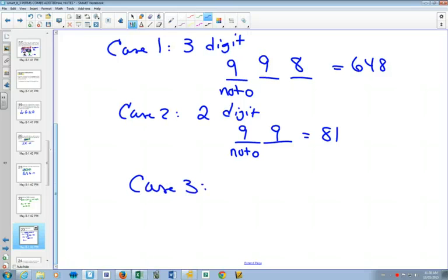Case 3 is our 1-digit. Is 0 a number? Yeah. Okay. So then there would be 10 choices there. I think 0 is a number. I got it on a test once, so.